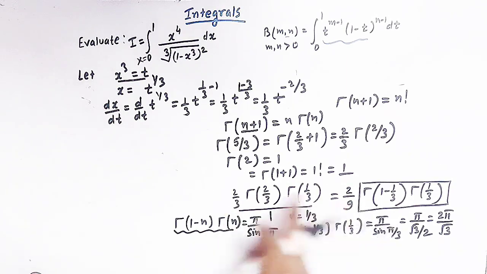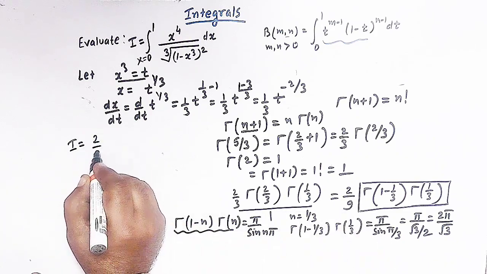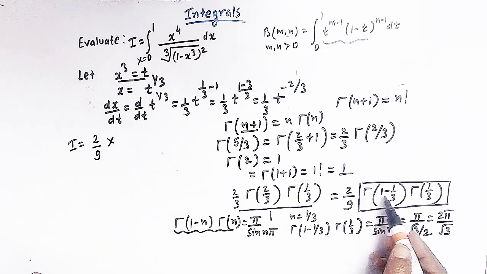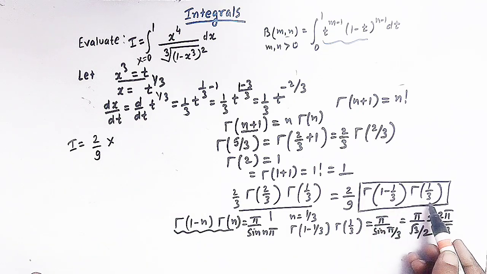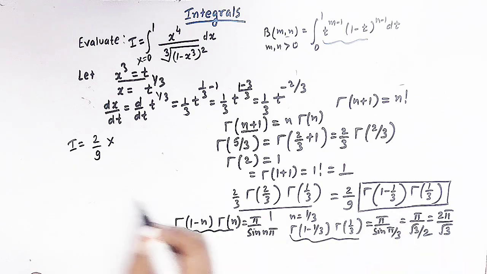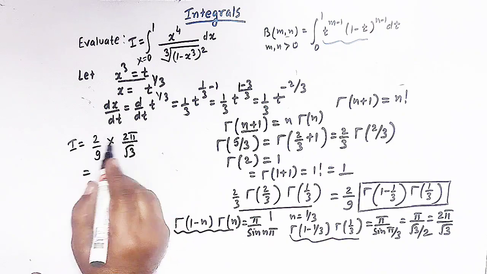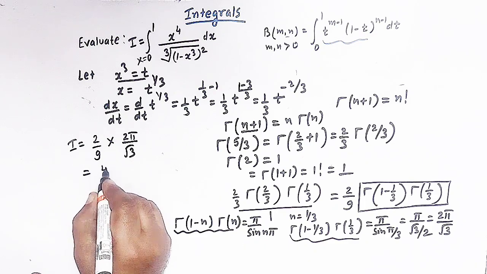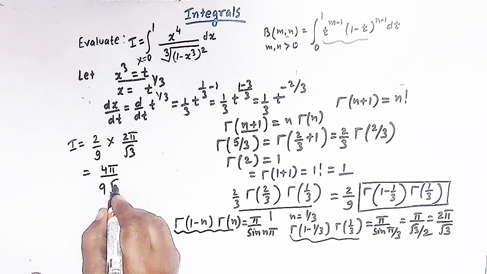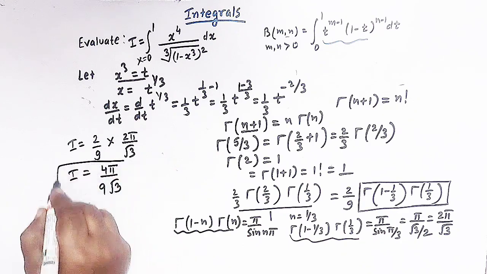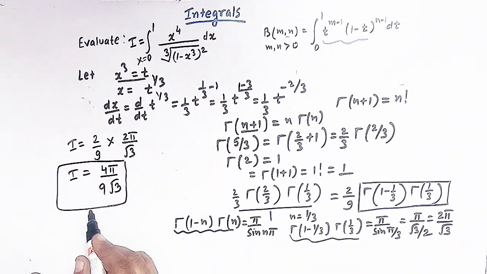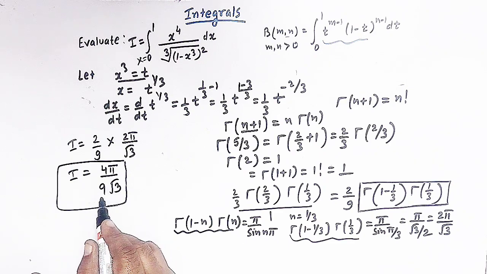So now the value of the integral I is equal to 2 by 9 times gamma 1 minus 1 over 3 times gamma 1 over 3, and the value of this expression is equal to 2 pi over square root of 3. So we can now multiply 2 and 2 pi, so we have 4 pi over 9 root 3. So viewers, the value of this given integral is given by 4 pi divided by 9 times square root of 3.